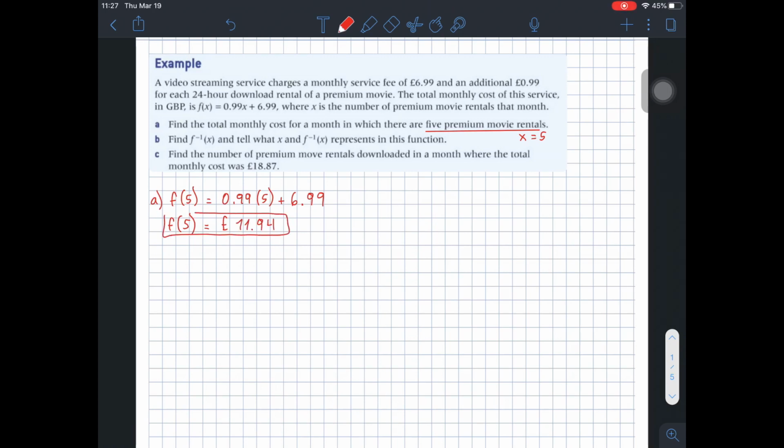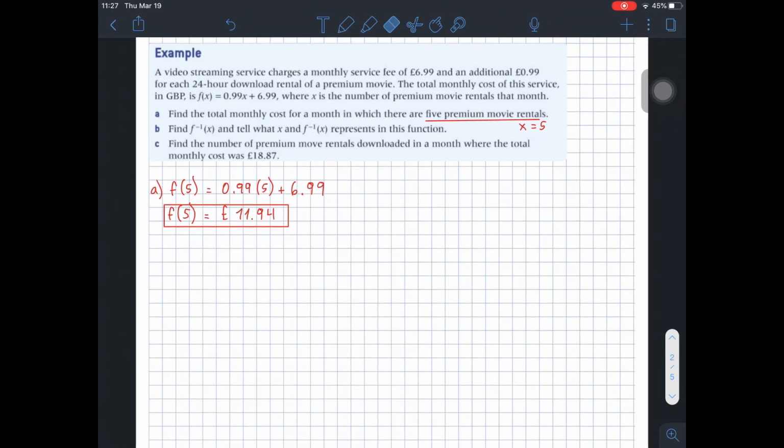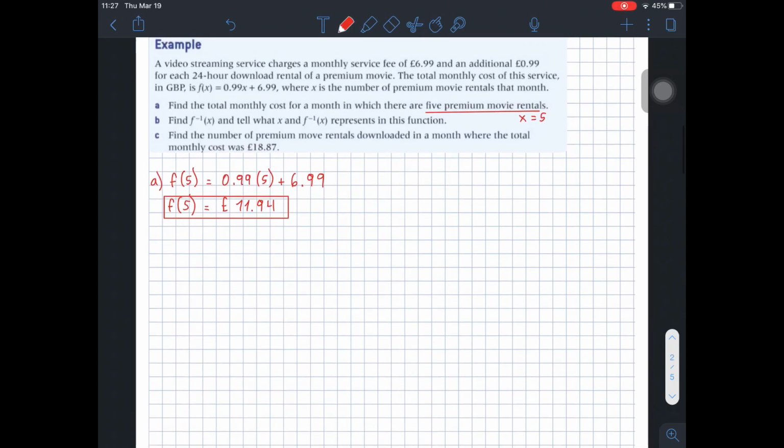Remember, people, you can pause the video if you want to try solving this on your own, and then just keep on watching this in order to see if you did the right thing. Okay, so that's it for part A.